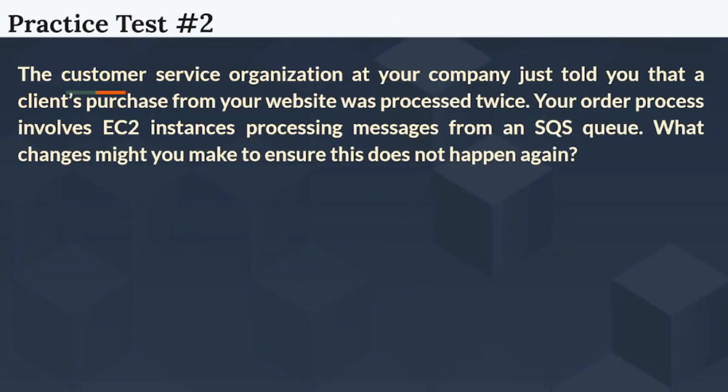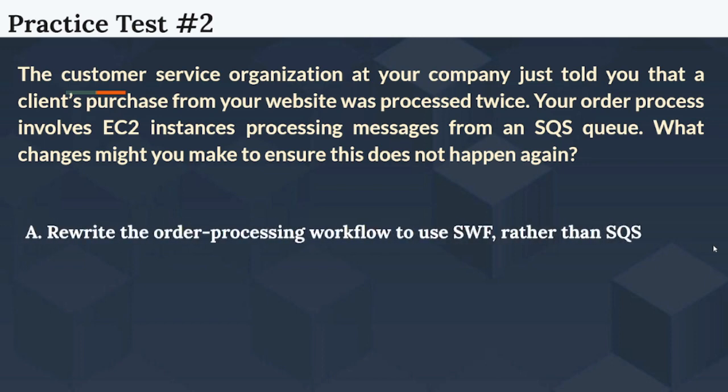So the second question is, the customer service organization at your company just told you that a client's purchase from your website was processed twice. Your order process involves EC2 instances processing messages from an SQS queue. What changes might you make to ensure this does not happen again? So the options are: Option A, rewrite the order processing workflow to use SWF rather than SQS.